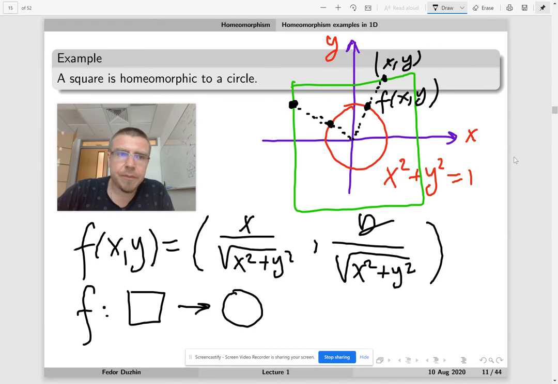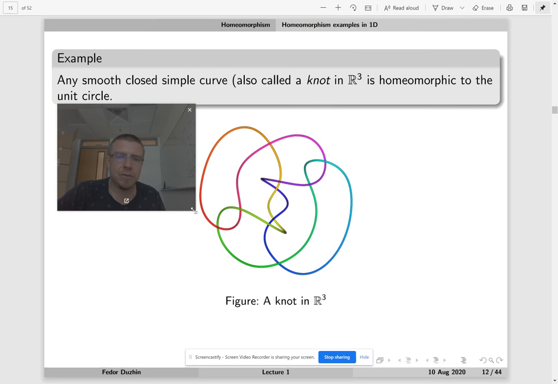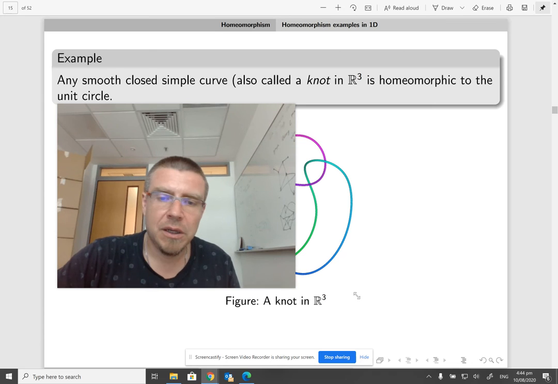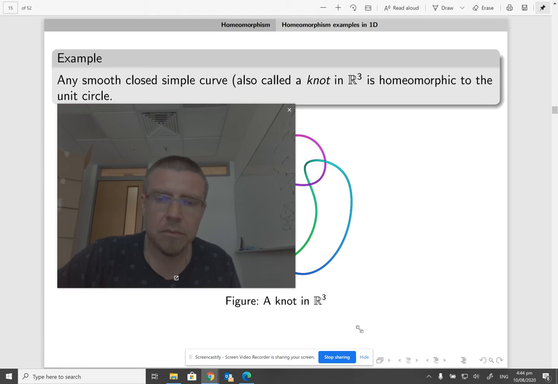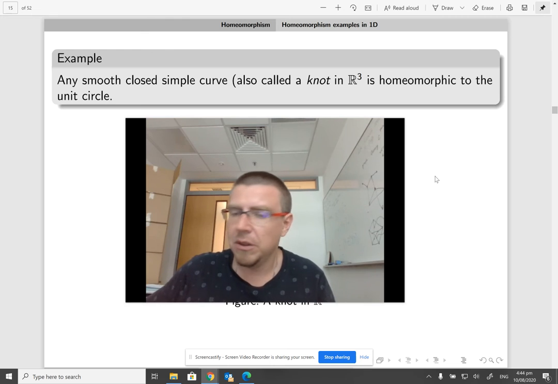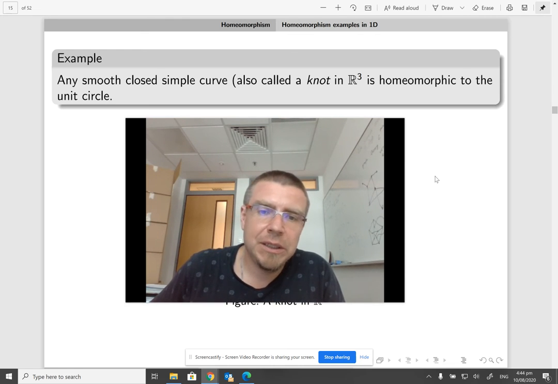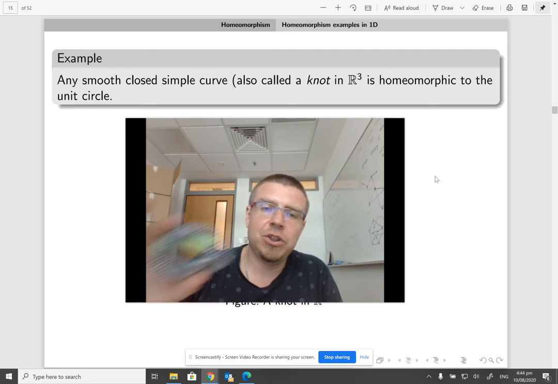All right. Next example: any smooth, closed, simple curve, also called a knot, is homeomorphic to just the unit circle. So here is one example of a knot in 3D space. And let me show you what this homeomorphism is going to look like. I'm not going to be able to write it down explicitly again, so I'm just going to show it to you.